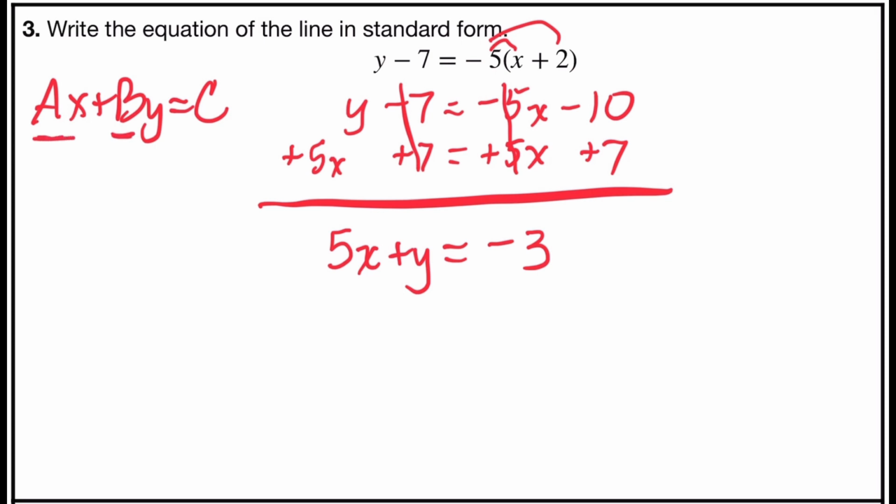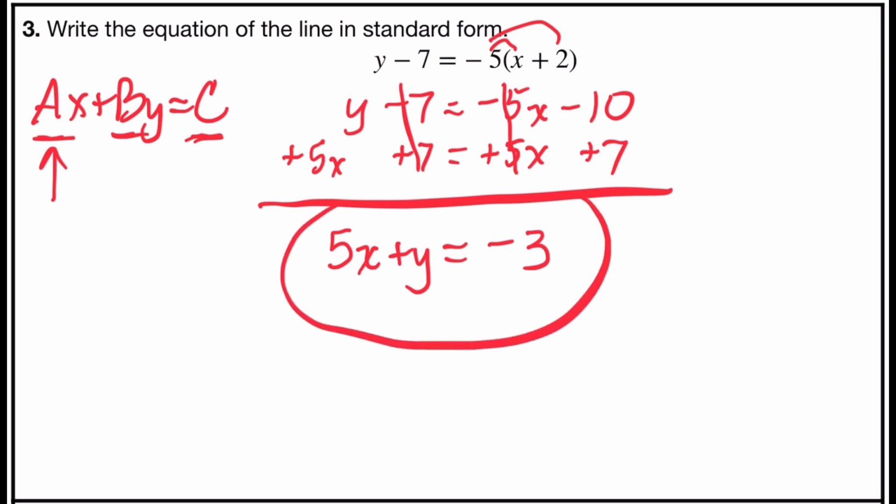My a, b, and c are all integers, and a is positive like it's supposed to be. So my equation is in the correct standard form. 5x plus y equals negative 3.